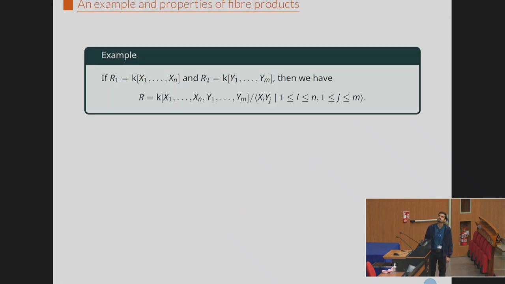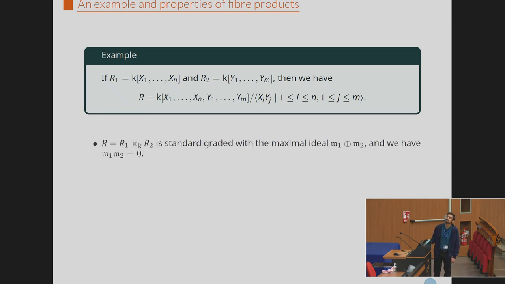Let's see an example. If R1 and R2 are these two polynomial rings, then the fiber product is, you put together all the variables and go mod out by all products x_i y_j. So you can see that these two are domains, but this is not even an integral domain. And some of the properties are as follows.